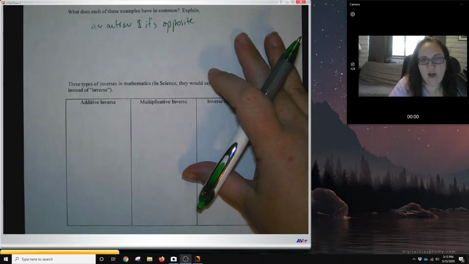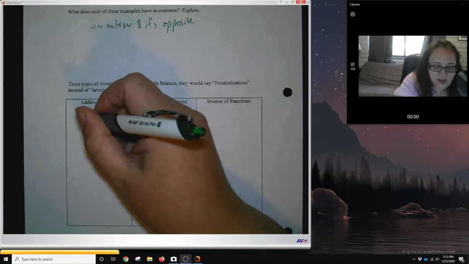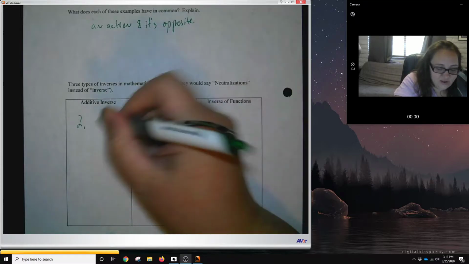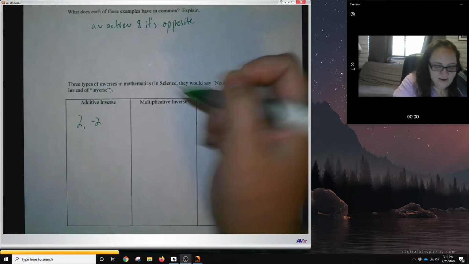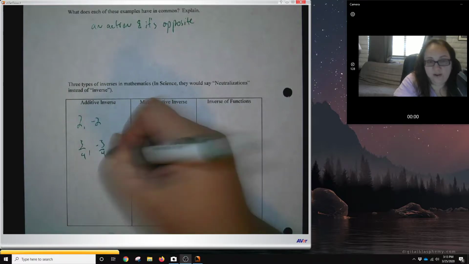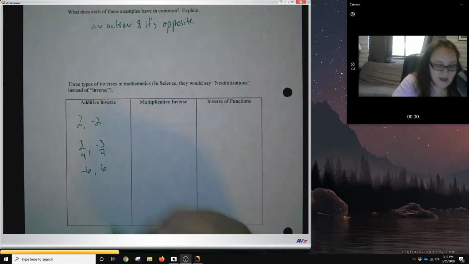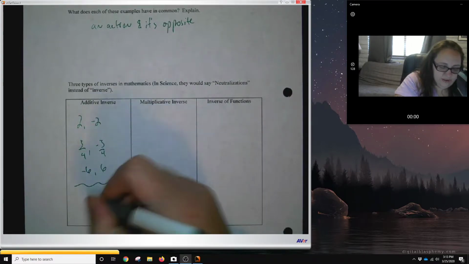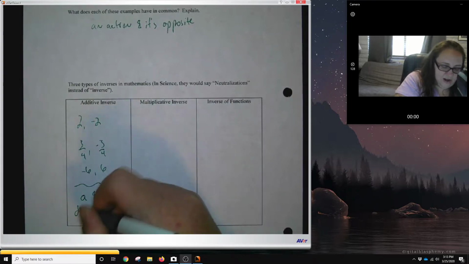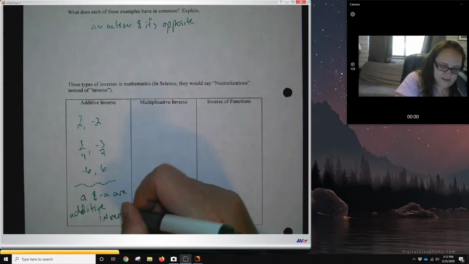Some examples of inverses: if we have the additive inverse, that is when we have a number and its opposite. So the additive inverse of 2 would be -2. The additive inverse of 3/4 would be -3/4. The additive inverse of -6 would be 6. And in general, the rule is that a and -a are additive inverses.